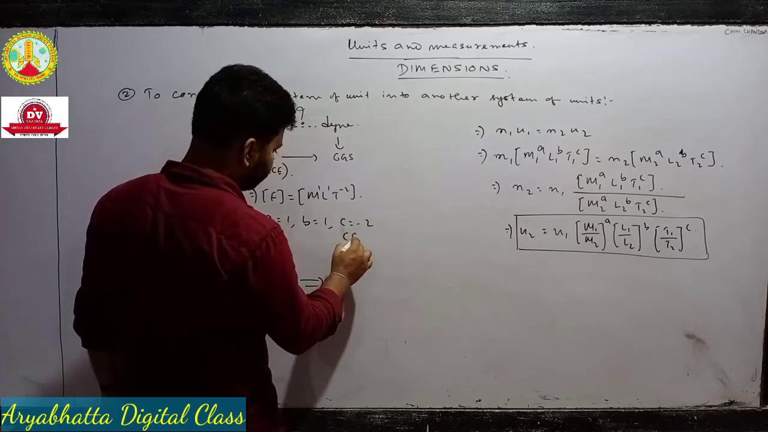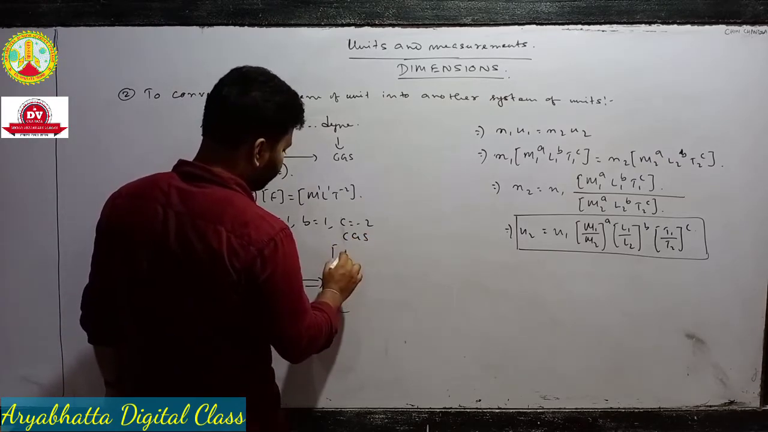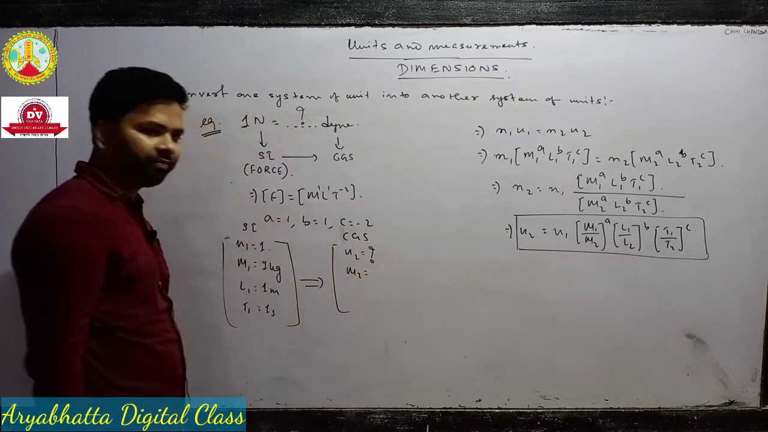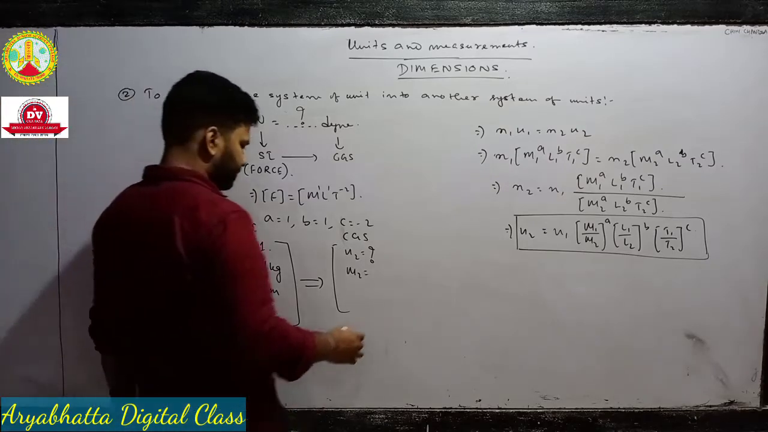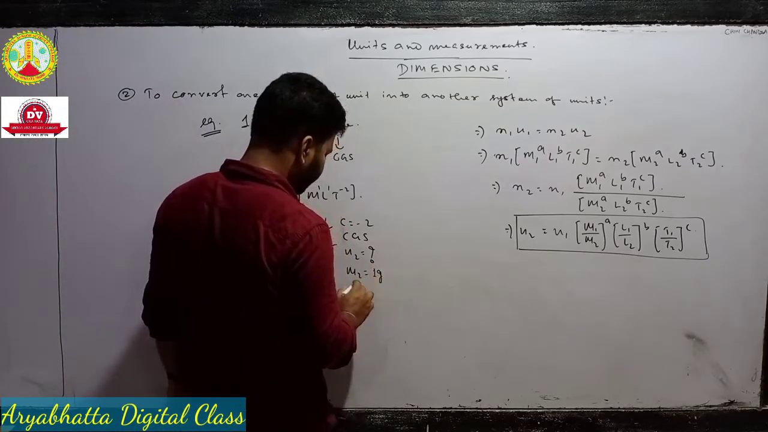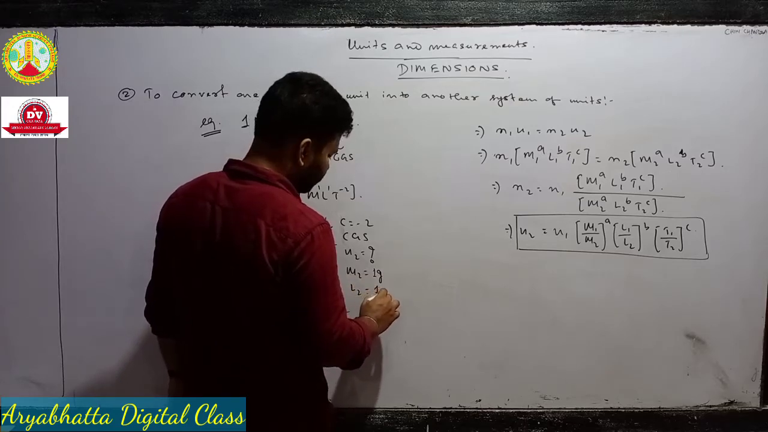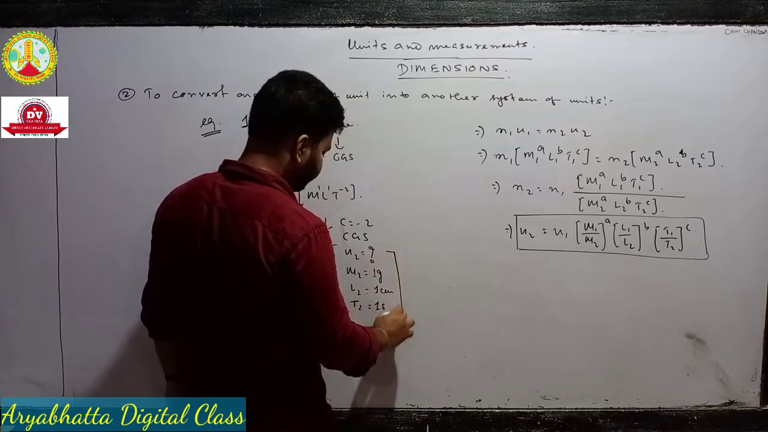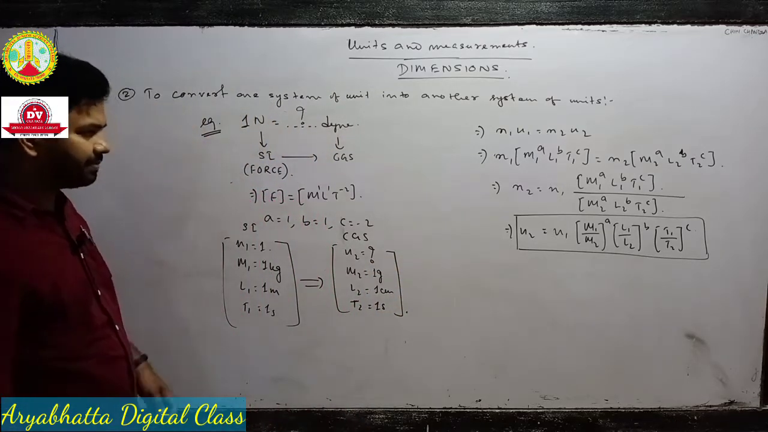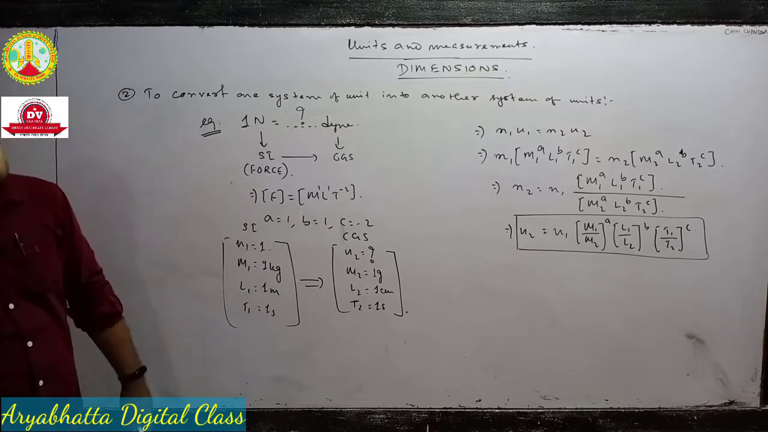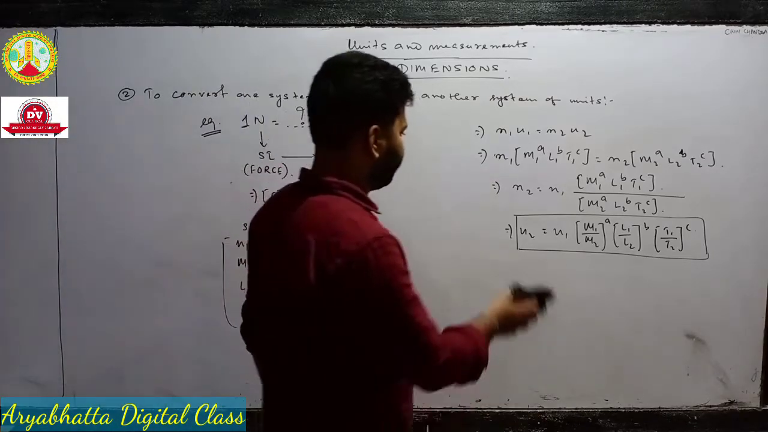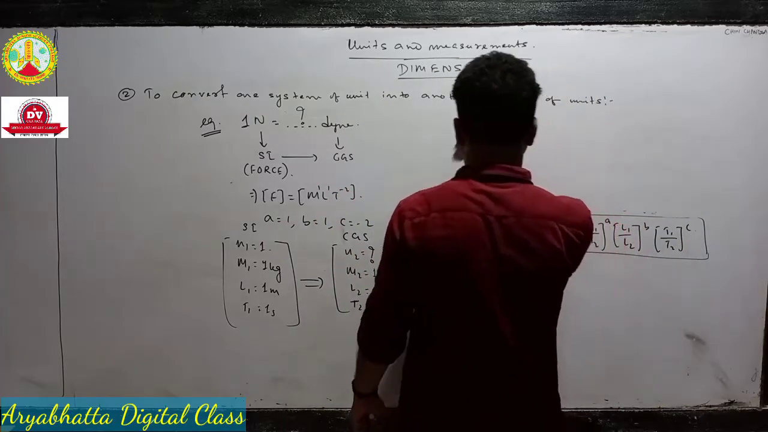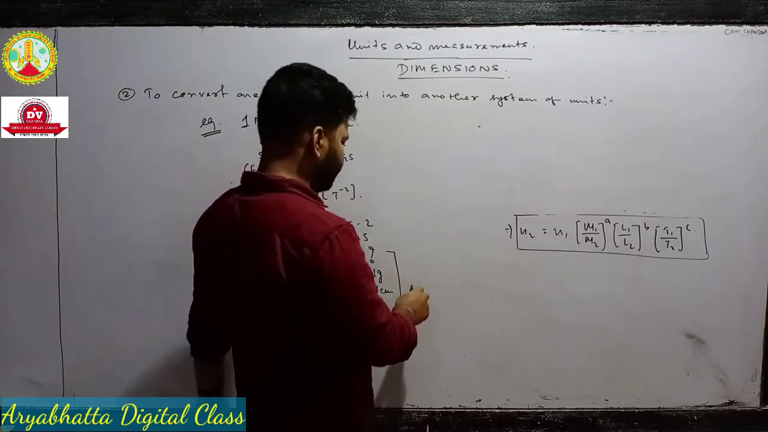So in CGS, what is the number that we want to calculate? What is the unit of mass in CGS? 1 gram. What is the unit of length? 1 centimeter. What is the unit of time in CGS? 1 second. Tabulation is done. Now we will put in that formula to calculate N2. So this is the formula here.